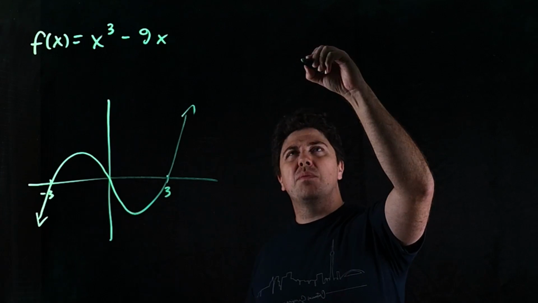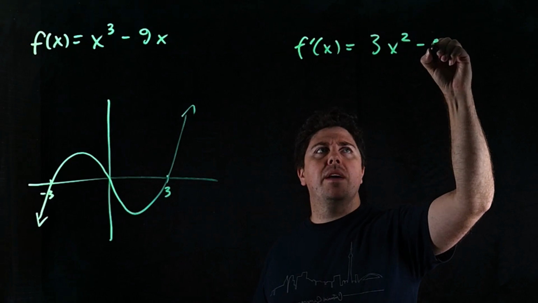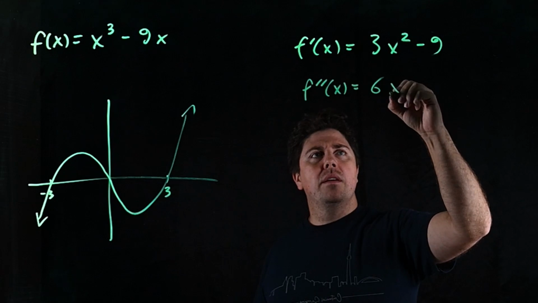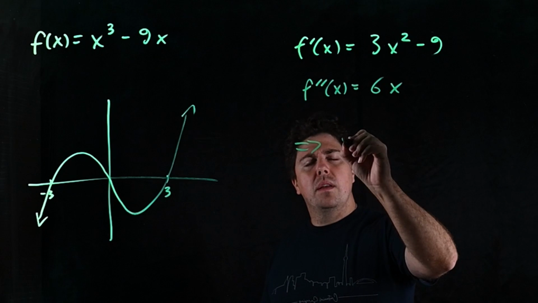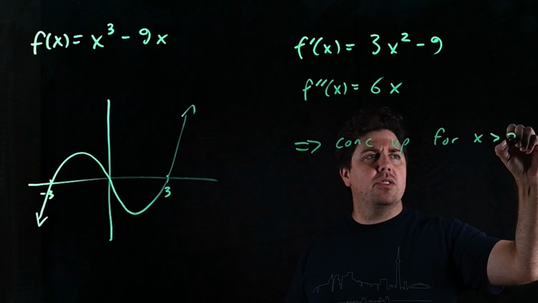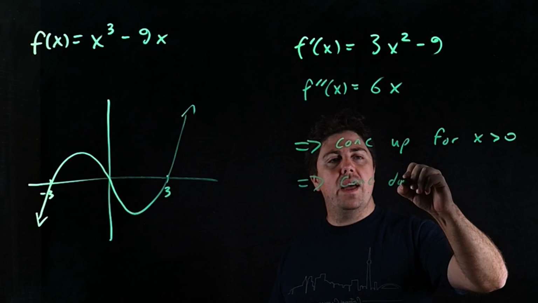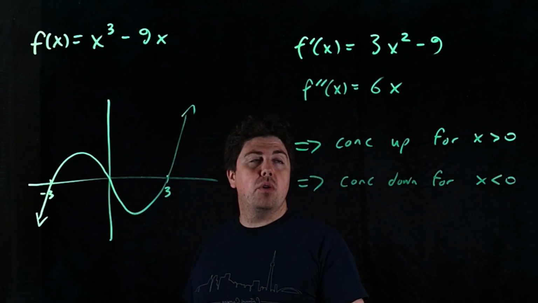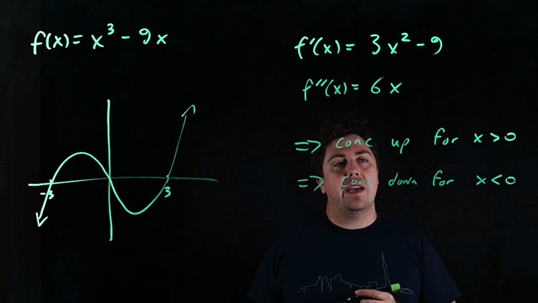And we can, because if we take f prime of x, we get that that's going to be 3x squared minus 9, so that f prime prime of x, the second derivative, is just going to be 6x, and we see that this is going to be positive, and therefore concave up for x greater than 0, and this is going to be negative, and therefore concave down for x less than 0. Which is exactly what the picture shows us, but note that it's not too hard for this function at least to figure this out just from computing the second derivative.